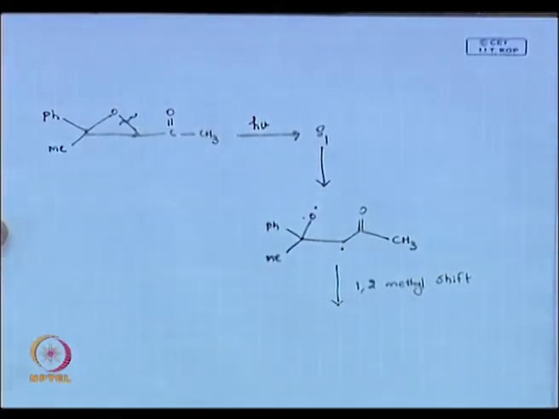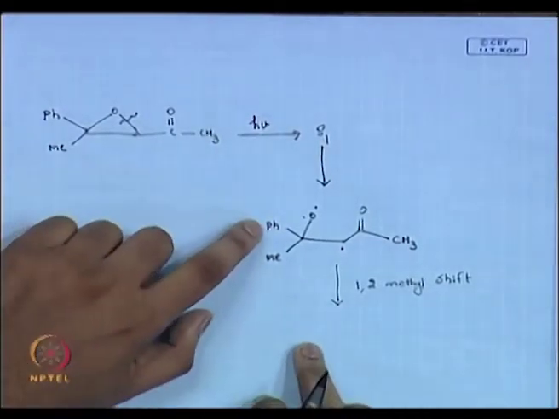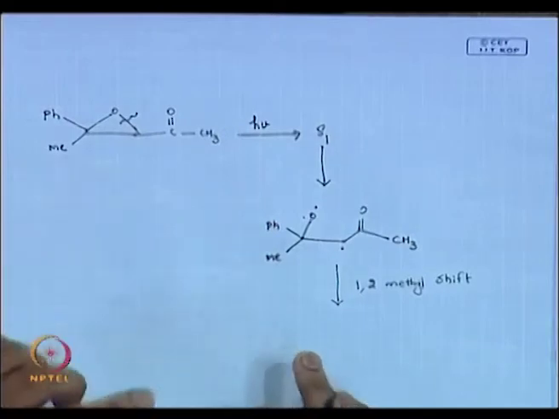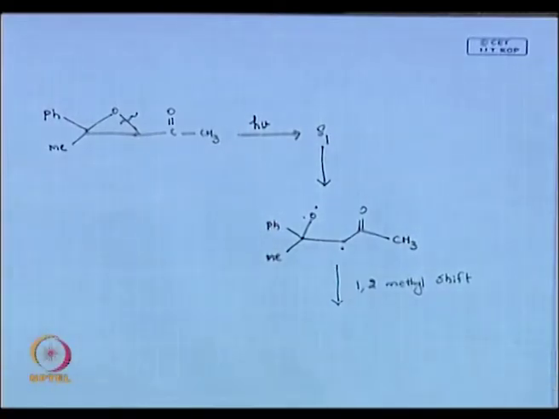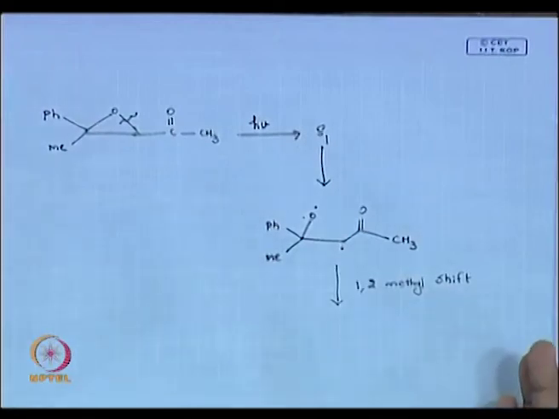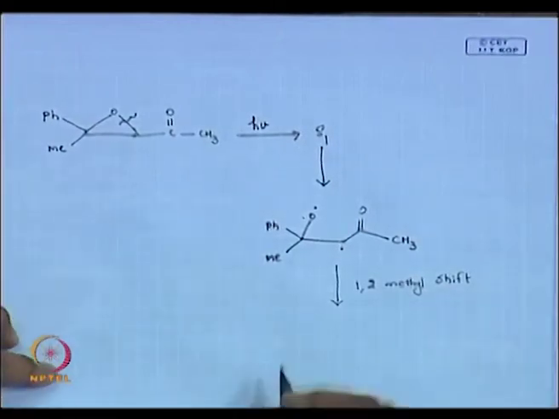Anything wrong? Yes. That is what you have to remember. If instead of my phenyl I have some other group, then you should not always think about moving only your methyl. It depends upon which undergoes a faster shift. In this case it is methyl. Okay. I cannot take my phenyl dot. It is very hard to generate that.